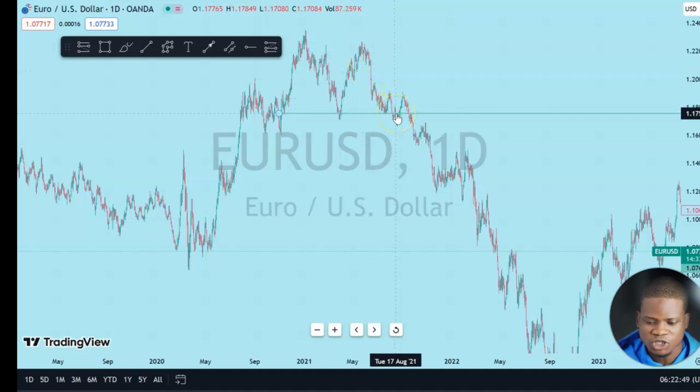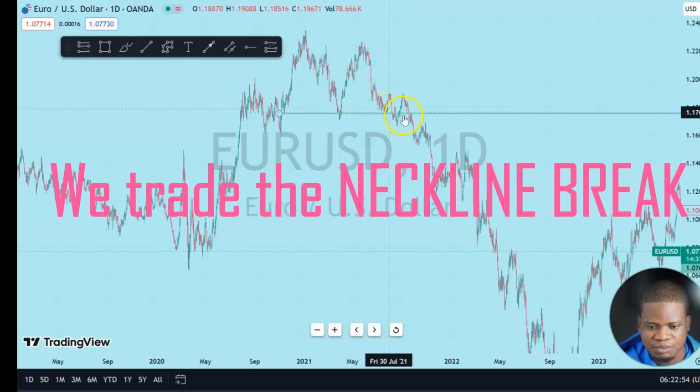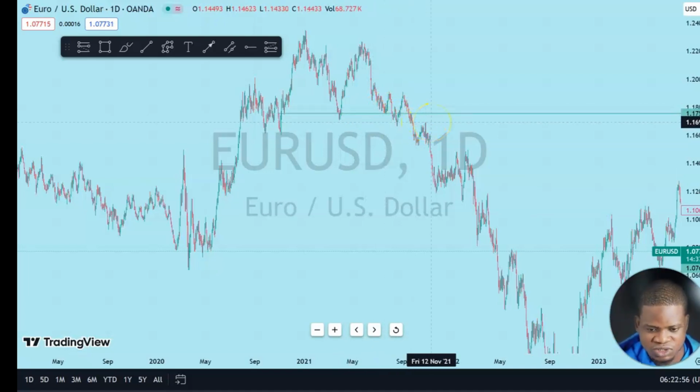So what we trade in double top and double bottom is actually the break of the neckline. So once the neckline breaks, we take a trade. Well, how do you take a trade? I actually have 3 different strategies I use to take the trade on double top and double bottom. And let's talk about this strategy.